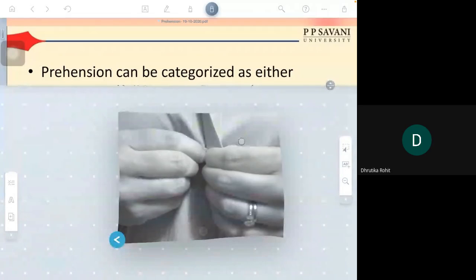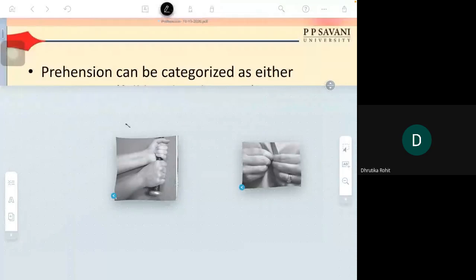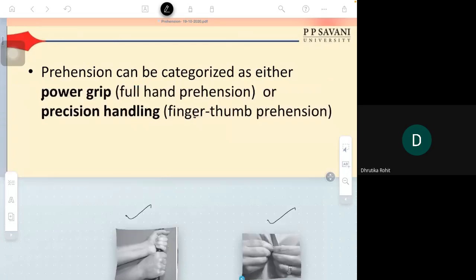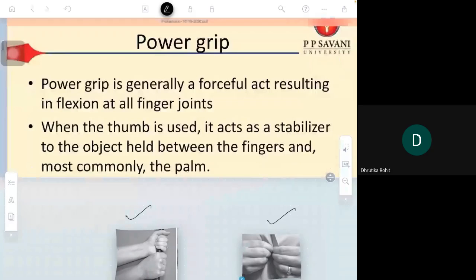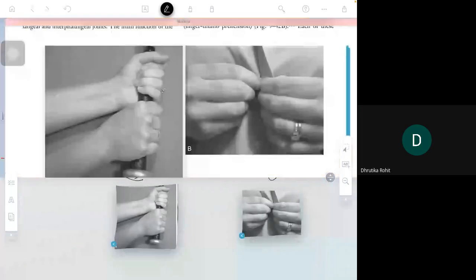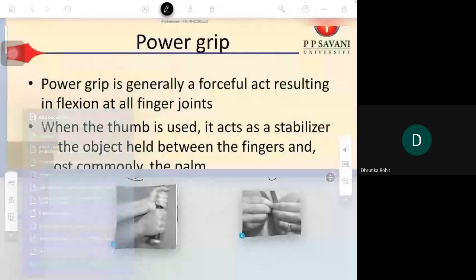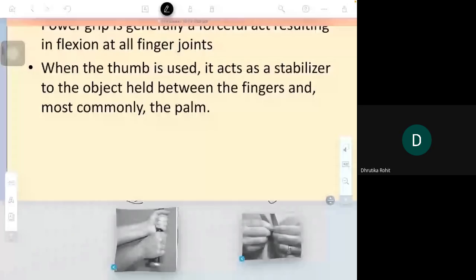Precision handling. So this is power grip and this is precision handling. Okay. Next slide. Now we are going to study power grip in detail. Power grip. Now you forget this example. Clear? Power grip is okay.